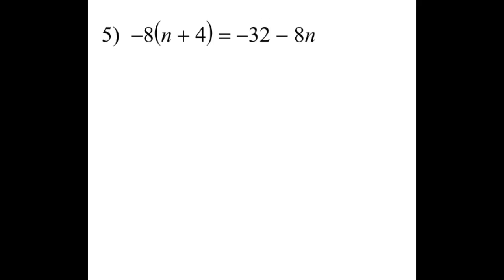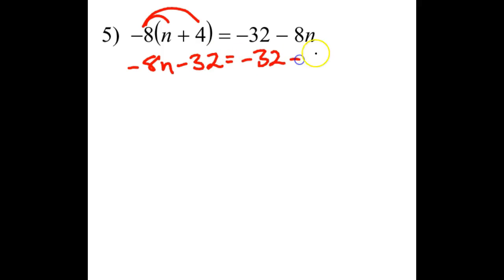All right, now let's go down to here. Here's where we're going to run into something unusual. Okay, so I distributed on the left, negative 8n, negative 8 times 4 is negative 32. And if I go through my normal routine, I look at the variable on the right, do the opposite. In this case, negative 8n, add 8n to both sides. And something peculiar happens.